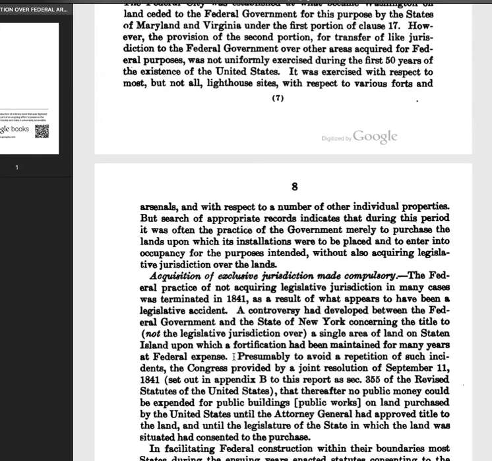years at federal expense. Presumably to avoid a repetition of such incidents, the Congress provided by a joint resolution on September 11, 1841, set out in Appendix B to this report as Section 355 of the Revised Statutes of the United States, that thereafter no public money could be expended for public buildings, public works, which is maintaining public buildings also, on land purchased by the United States until the Attorney General had approved title to the land, and until the legislature of the state in which the land was situated had consented to the purchase.